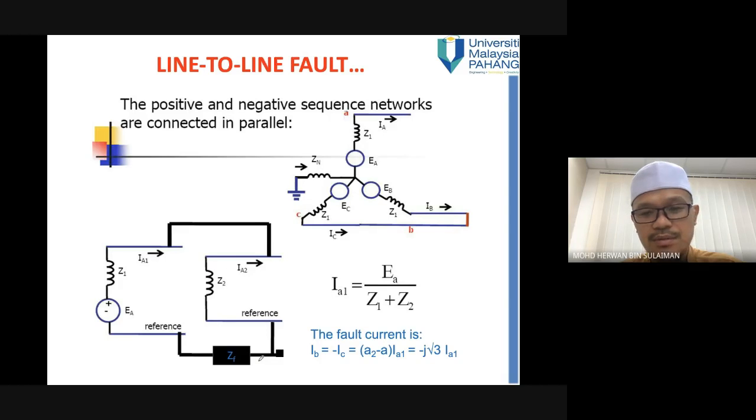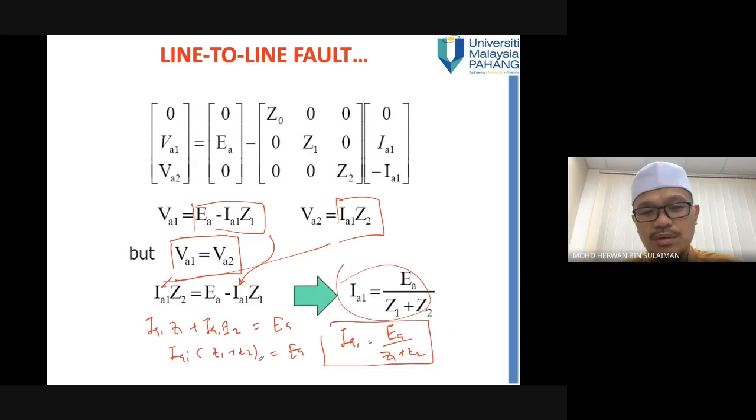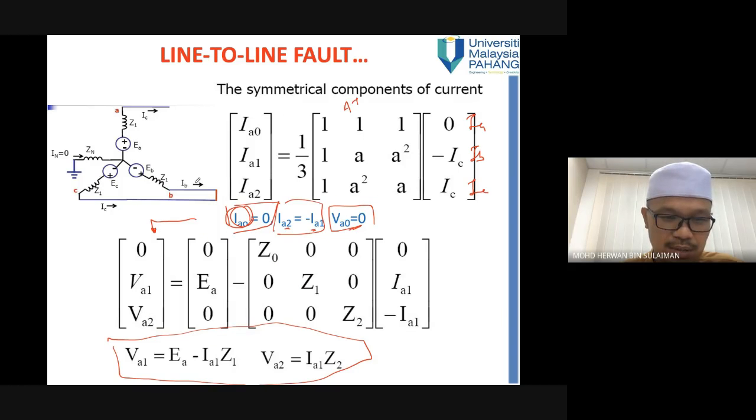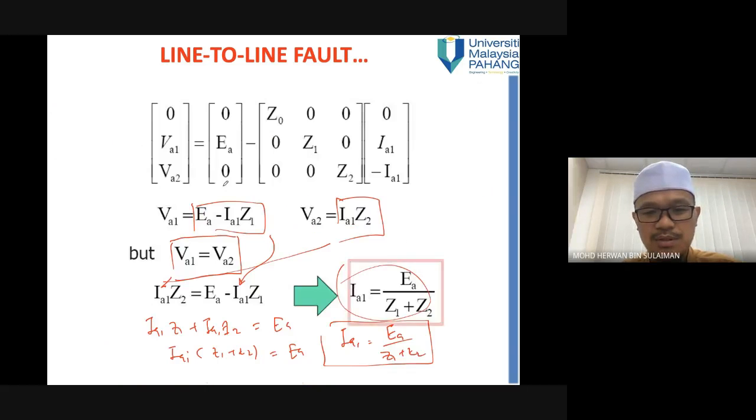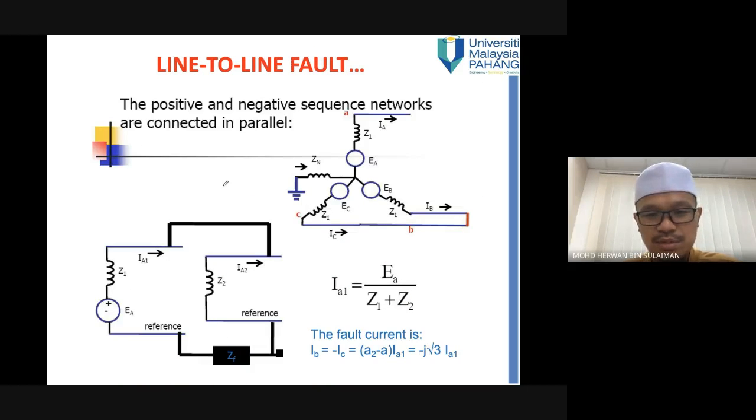Okay, since this IB and IC are shorted together, your fault current equals IB minus IC, right? So that's why you can extend these equations. This one is just for simplification. So IA1 equals EA over Z1 plus Z2, and then the fault current is IB or minus IC.